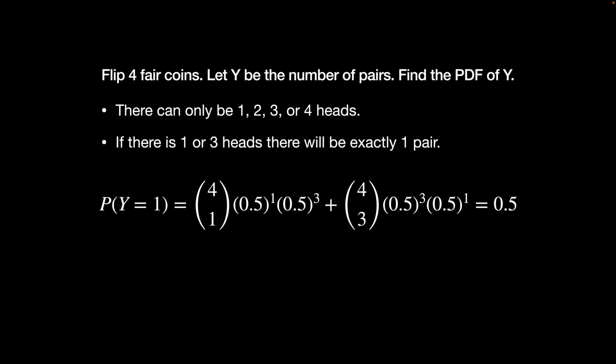Now, we know there's either 1 or 2 pairs, so our only other value we care about is the probability that y equals 2. From there, we just use our complement rule, and we get 1 minus the probability that y equals 1, and it's 50-50. And yeah, done. That wasn't so bad.